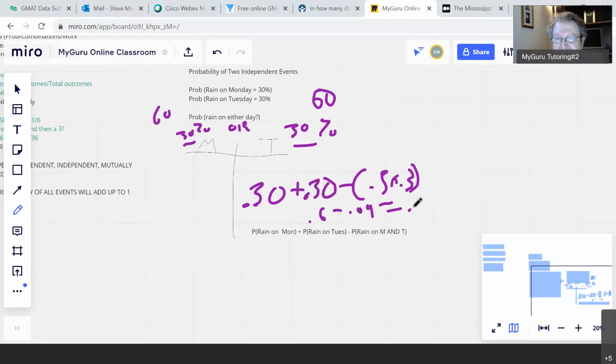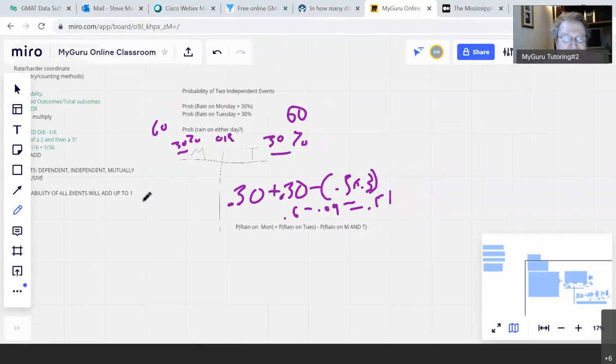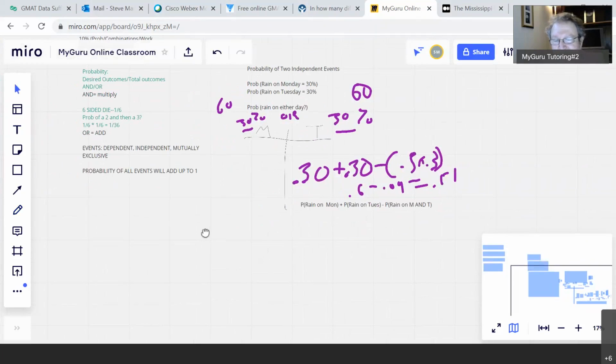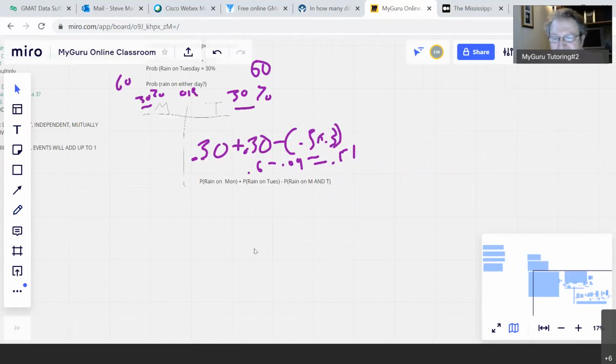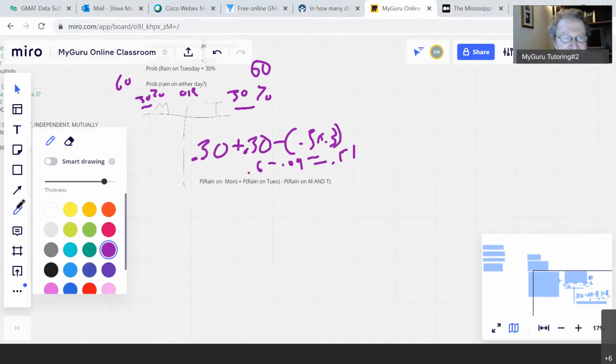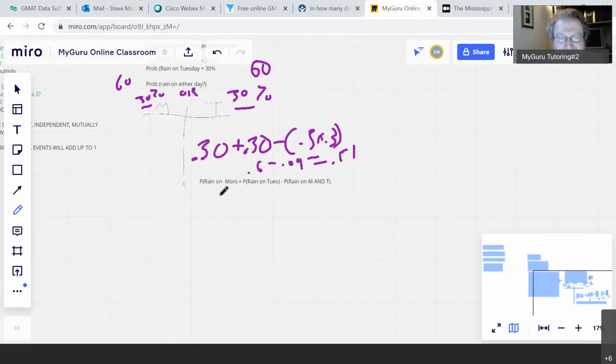All right. So it's a little bit of a trick. You want to be aware of whether you're dealing with independent or dependent events. The next probability, well, look at it this way. You can think of it in terms of a Venn diagram. All right.